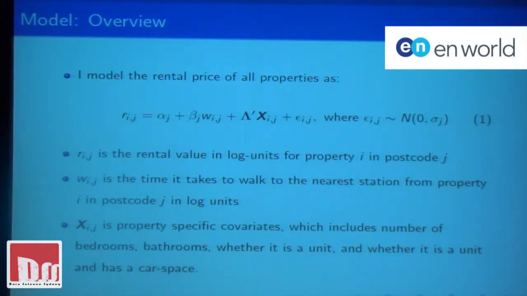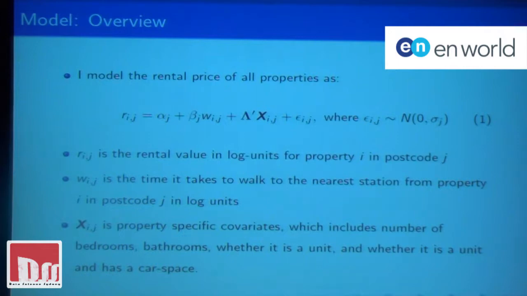And what I'm interested in is this beta_j for all these different postcodes. I have all these other covariates, but they're not really of interest. They're just acting as controls to make sure I don't have any confounding variables. So for example, if all the properties next to a train station are small, with fewer bedrooms or units, and you don't include those covariates, then essentially you're going to find that living close to a train station means you actually pay less in rent. So it's important to control for these covariates, and that's all that they're doing.